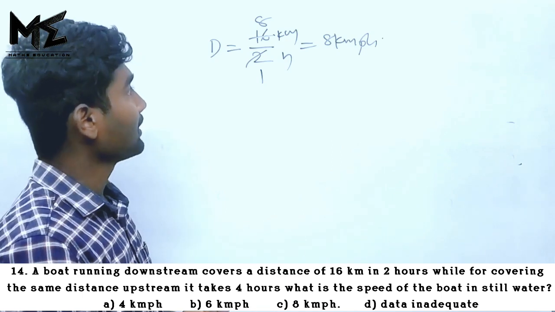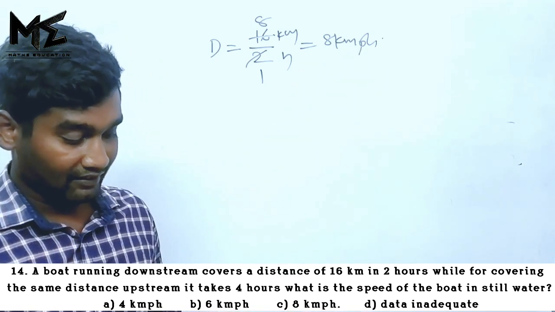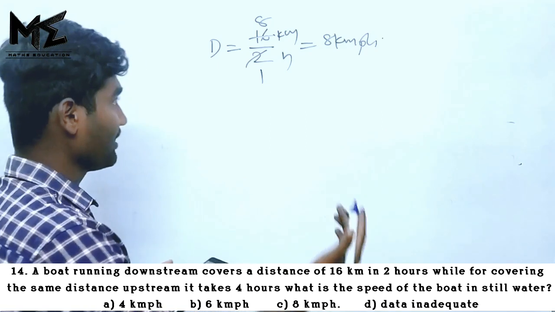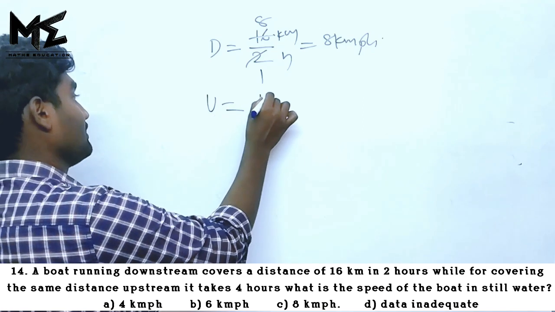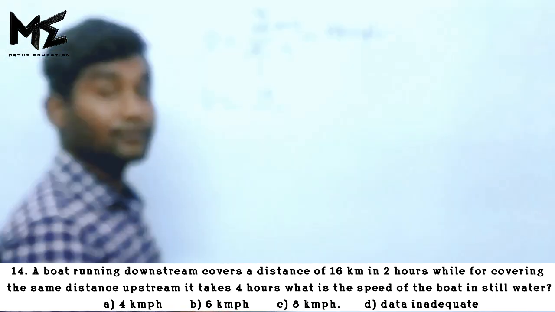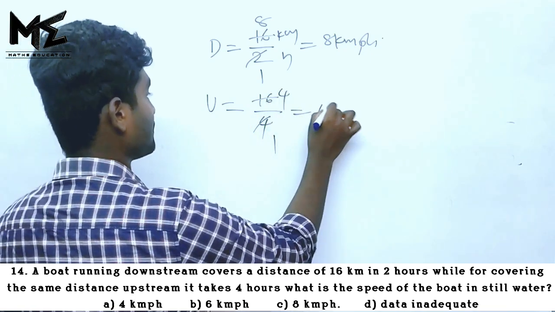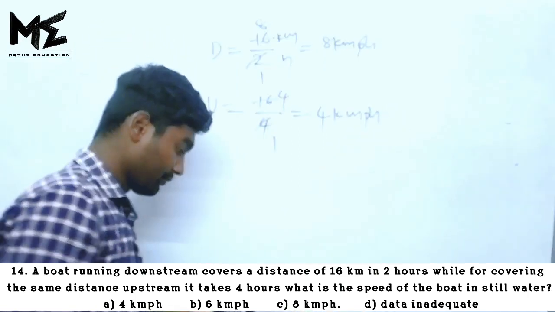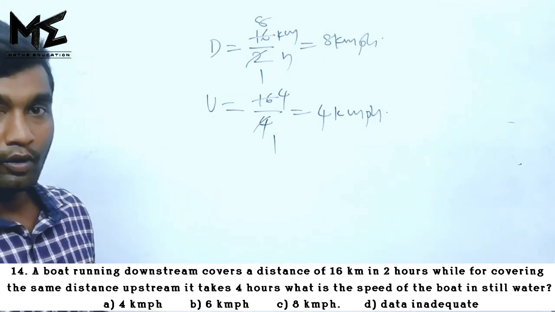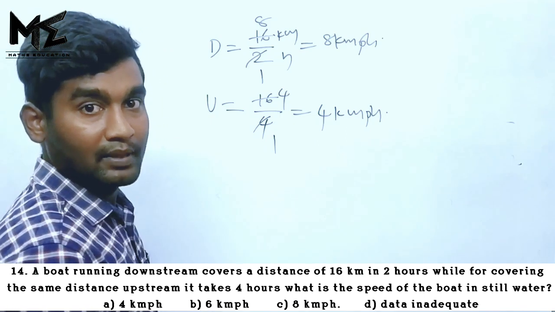Speed downstream is equal to 8 kilometers per hour, while for covering the same distance upstream, it takes 4 hours. 4 ones are 4, so upstream is 4 kilometers per hour. What is the speed of the boat in still water? We have to find the speed of the boat.